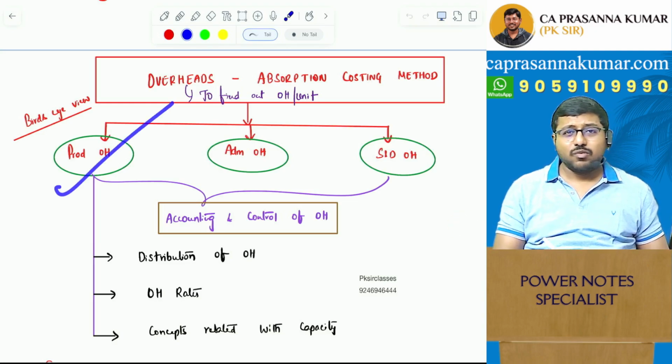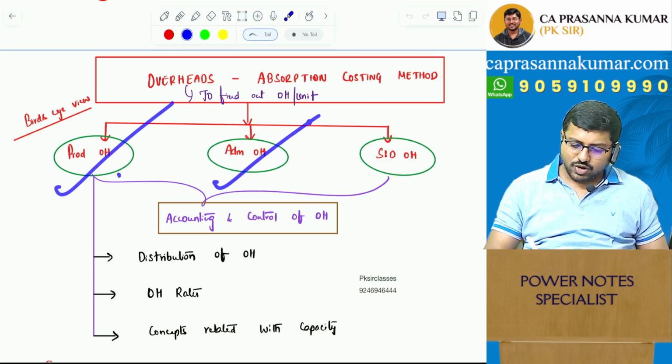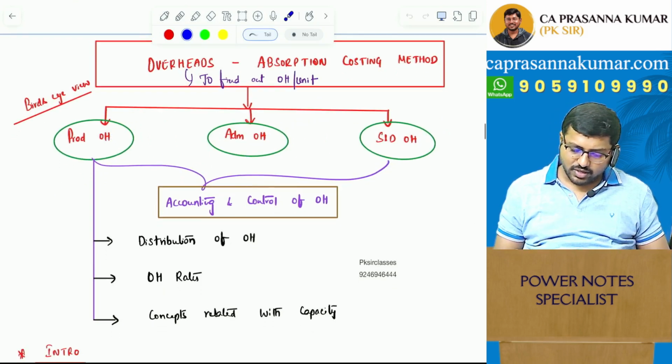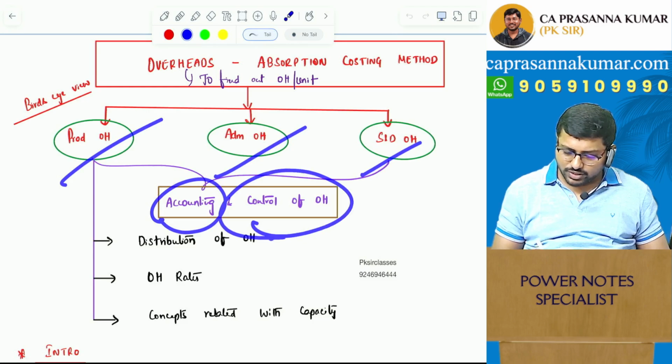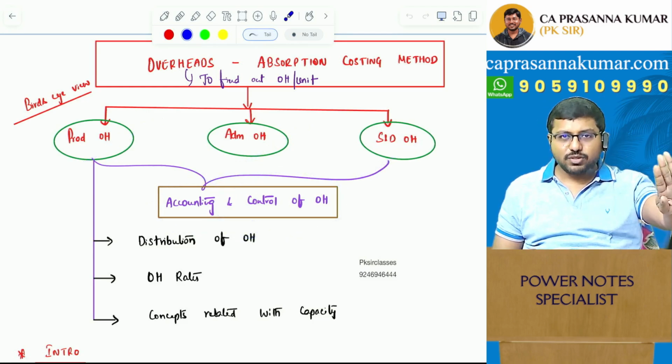Production overheads, which can also be called manufacturing overheads or works overheads. Then you have administration overheads, which can also be called office overheads. Then we have selling and distribution overheads. So what is the purpose of this chapter? We need to account for all these three types of overheads, as well as control them. Ultimately, we need to find overhead cost per unit. That is the major, main purpose.